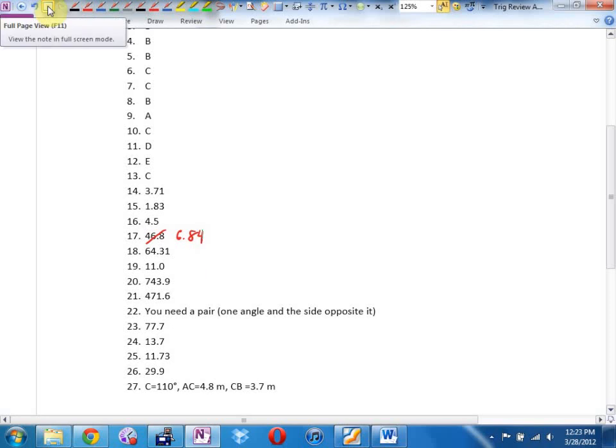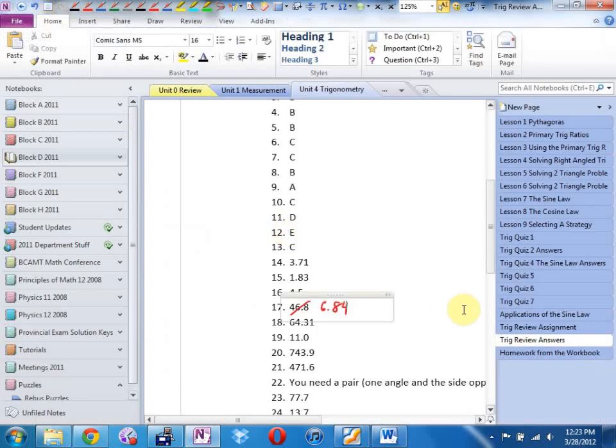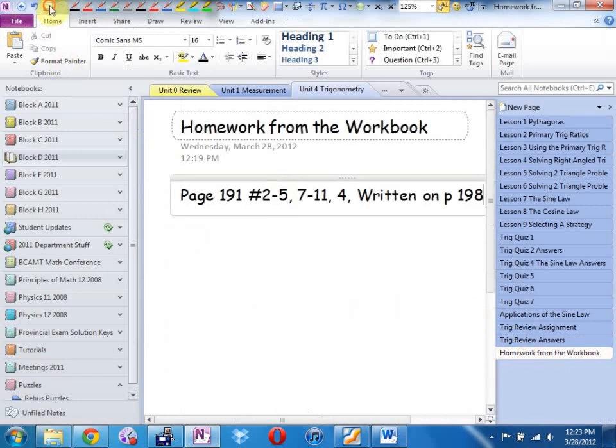Monday we'll go over the quiz. I'll take any questions from the review. We may even start the next unit. Wednesday's your test. Homework from the workbook was that.